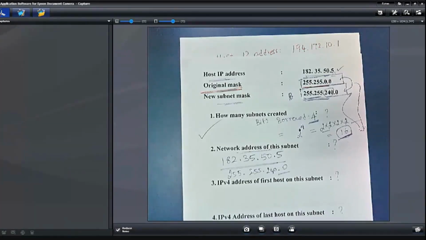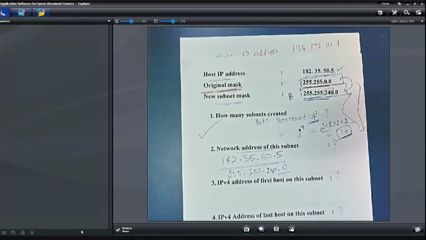Why is there a difference? One student is telling 182.35.0.0. The other student is telling 182.35.50.0. There is a small difference. Okay, now we are getting all 50. Very good. Now see, this is the place you have to think.